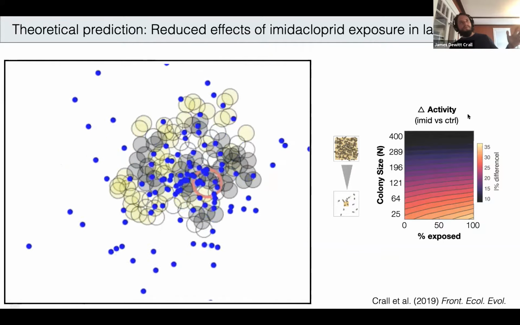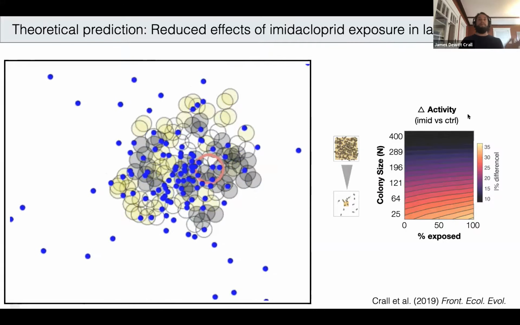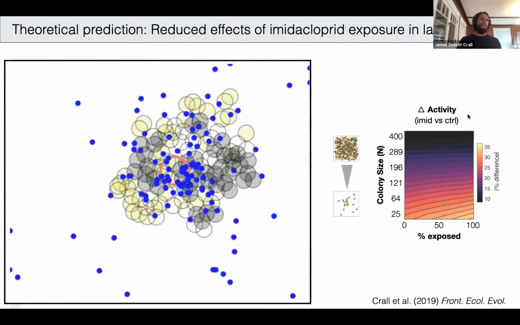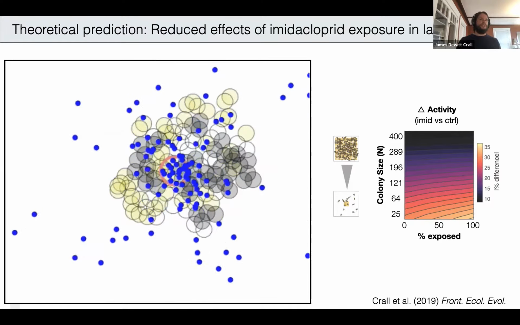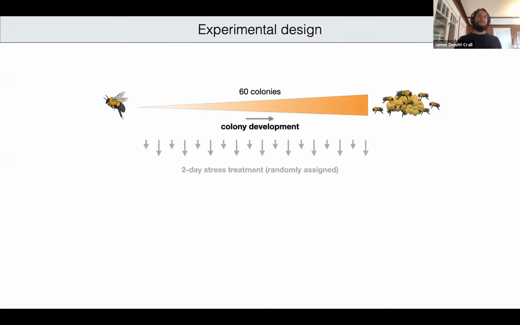So there is some empirical evidence and some theoretical reasons to think that there might be a social gradient in pesticide or stress sensitivity. To get at this experimentally, we take advantage of the fact that you can bring in wild bumblebee queens and develop them in the lab. We do this with lots of colonies in parallel and let them develop from a single queen to a fully mature colony. Then, with random timing, we pull them out and give them a 2-day stress treatment.